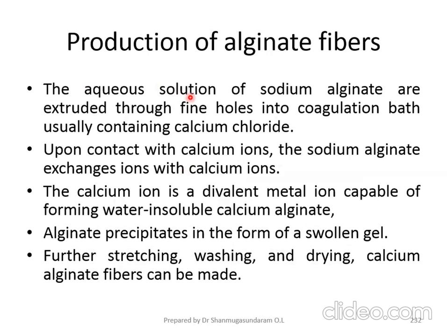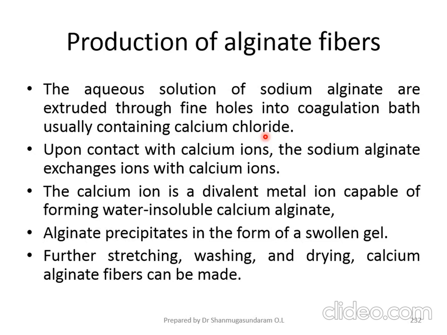Now let us discuss the production of alginate fiber. See, the aqueous solution of sodium alginate is extruded through fine holes into a coagulation bath, usually containing calcium chloride. So here you have to use wet spinning technology for the production of alginate fiber. Whether it may be sodium alginate, calcium alginate, zinc alginate, or copper alginate, whatever the alginate, the fiber is to be produced under wet spinning technology, similar to viscose filament manufacturing.